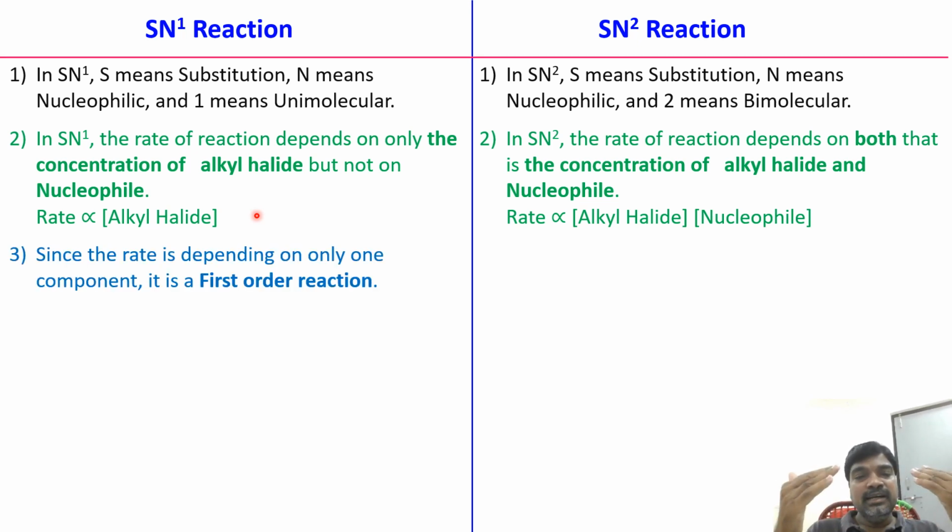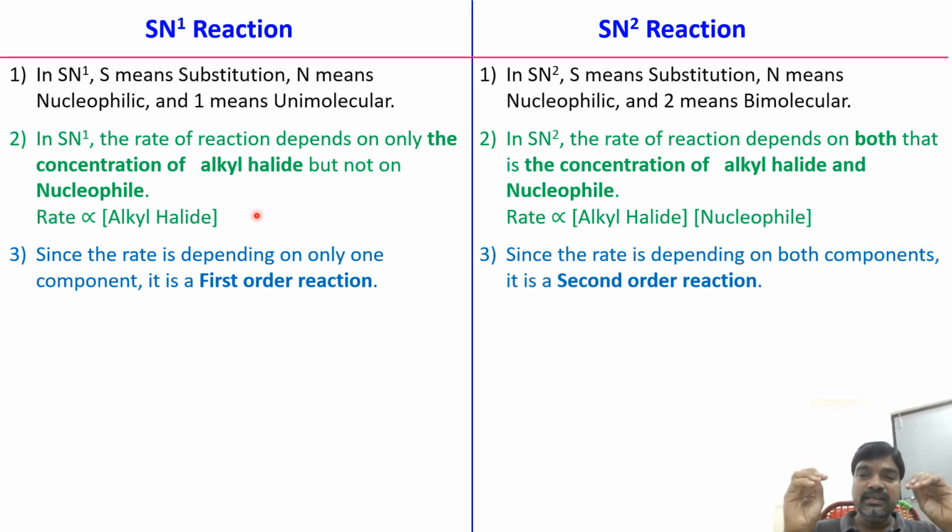Since the rate depends on only one component, SN1 is a first order reaction. However, in the SN2 reaction, the rate depends on two components, so it is called a second order reaction.